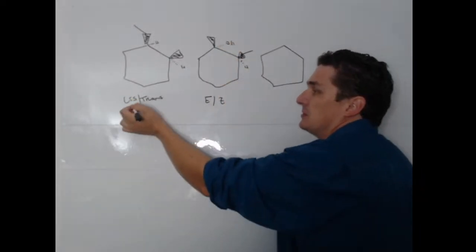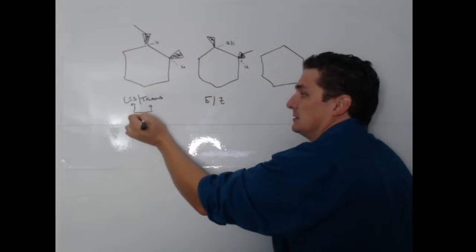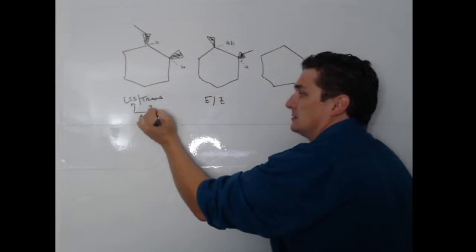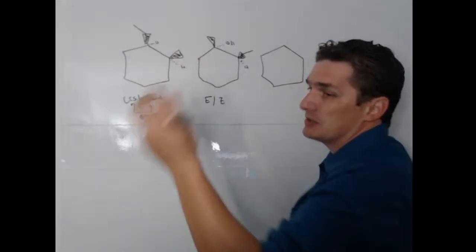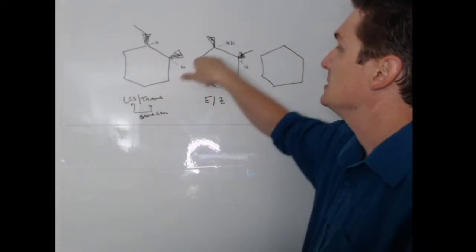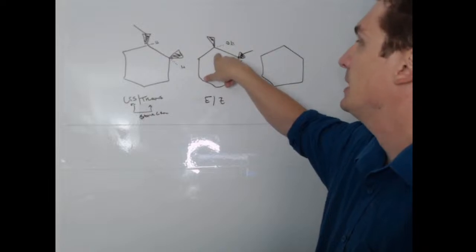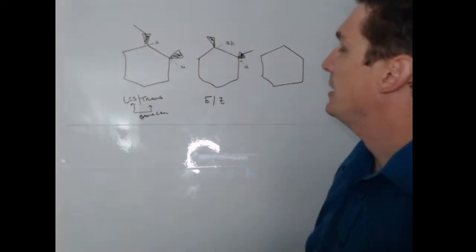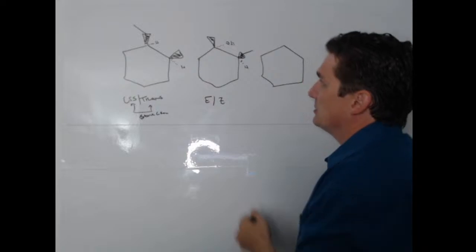So the cis-trans here refers to the same group. In this case, we have two hydrogens. That's our same group. Are the same groups cis or trans? Because we don't have two same groups, we don't have two hydrogens, two methyls, two ethyls, two alcohols, we use the EZ priority rule.